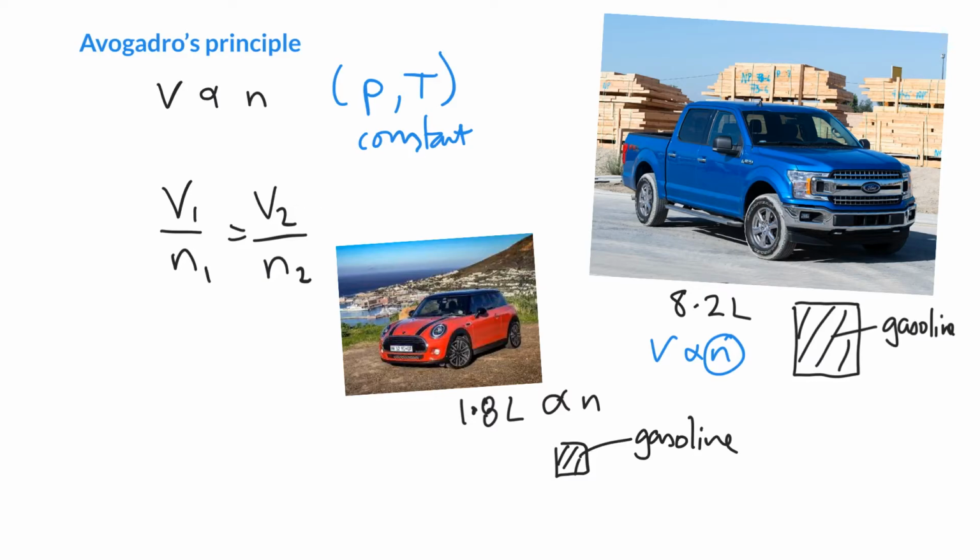So that's Avogadro's principle. So if you're buying cars or trucks, right, and you're saying, oh, I really like that engine, it's 8.2 liters, and I can't imagine myself with a truck with a 1.8 liter engine, you're using Avogadro's principle, believe it or not.